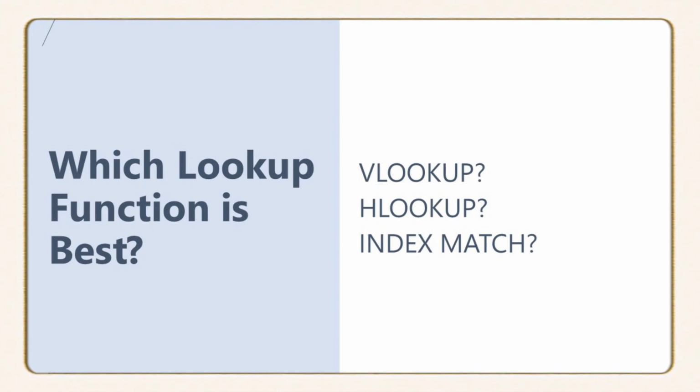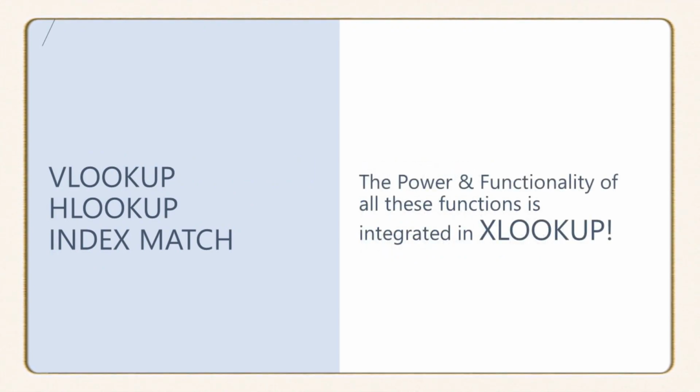HLOOKUP is best for horizontal lookups or data that is in rows. In a more complex situation, you will rely on the relatively recent index match combination. So there are different lookup functions for different tasks. But now it is not like that anymore. The good news is that the power and functionality of all of these lookup functions is integrated in a single function, that is the XLOOKUP function.